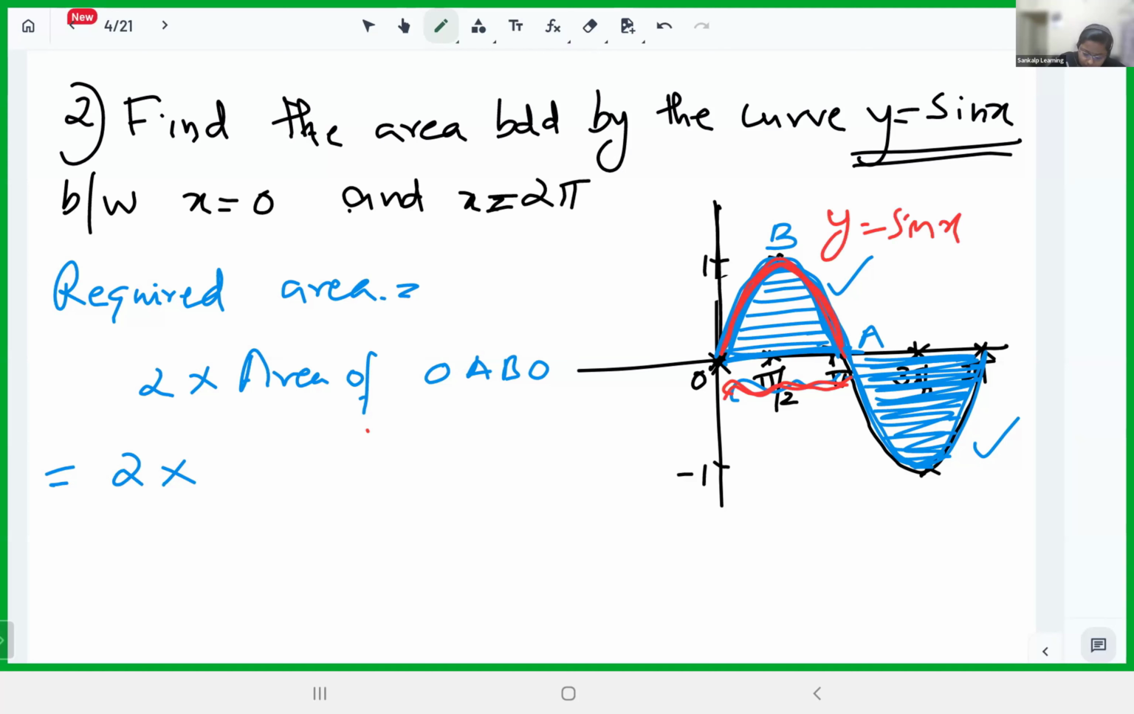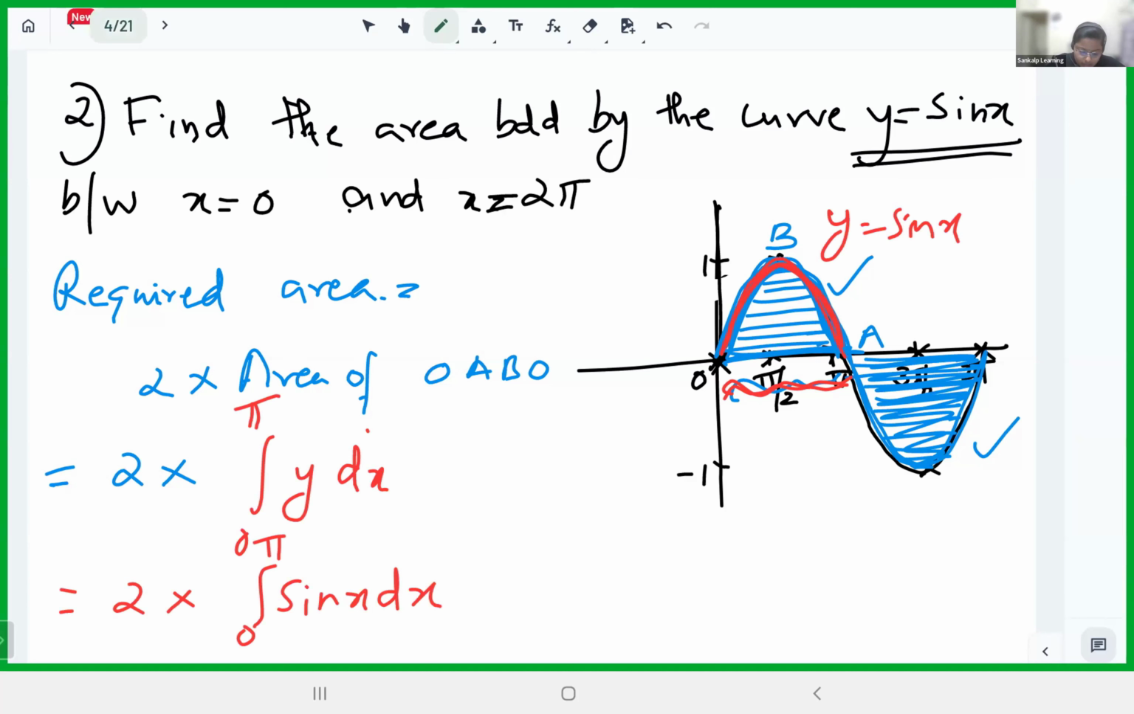Integral 0 to pi, and x is varying, so we have to integrate with respect to x, which means dx. Here it will be y, and y is sin x. So it is 2 into integral 0 to pi of sin x dx.